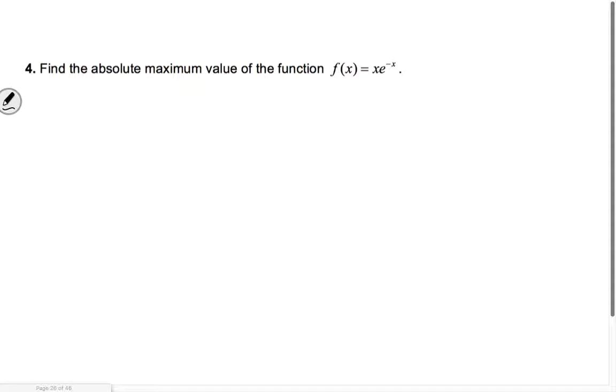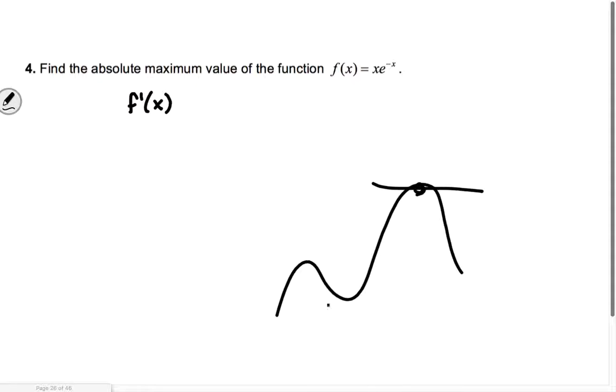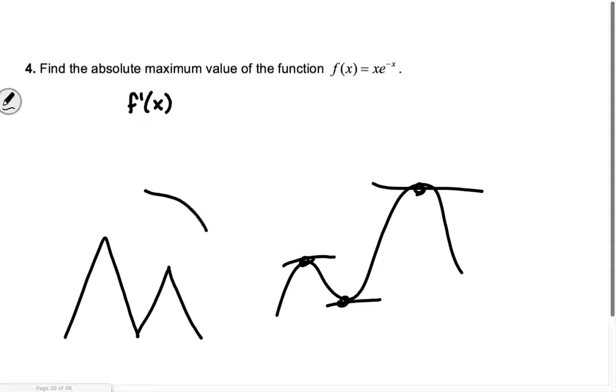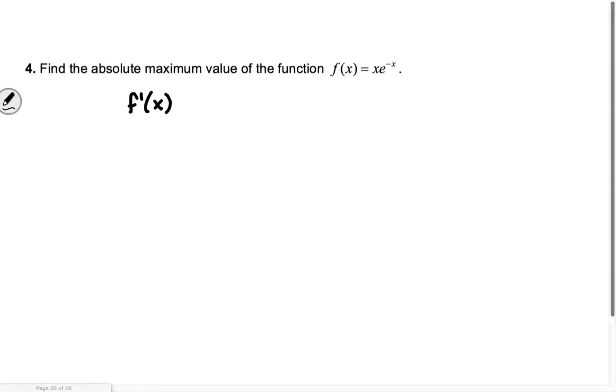All right, so find the absolute maximum value of the function f of x equals x times e to the negative x. Okay, so in order to find a maximum or a minimum, if you think about a curve, the maximums and minimums occur where the slope is equal to 0, right? Or if you had an absolute value function or something like that, at a corner or cusp where the slope is undefined, right? So we need to figure out where the slope is equal to 0 or undefined in order to identify places where it could be a maximum or minimum, okay?